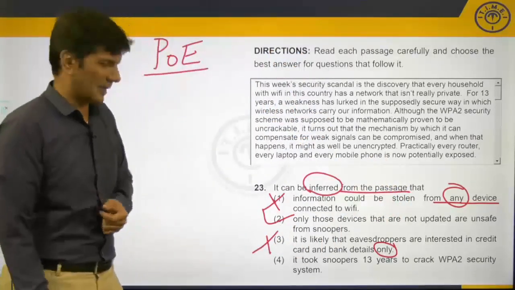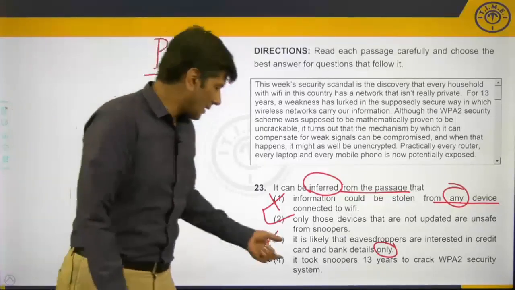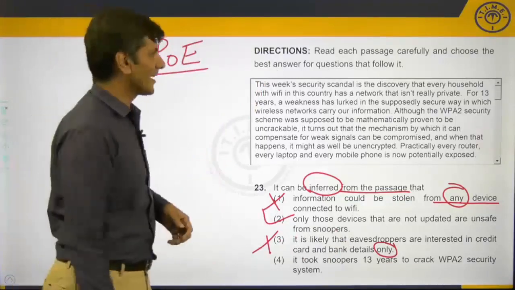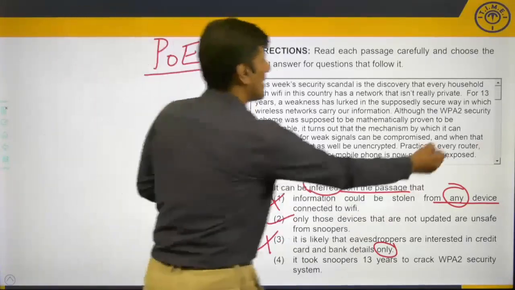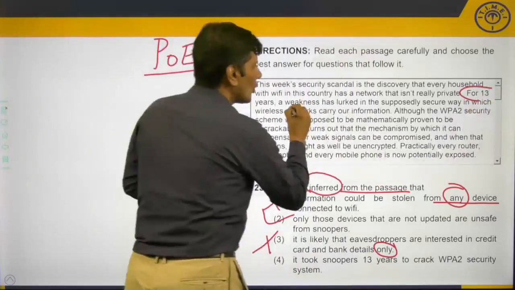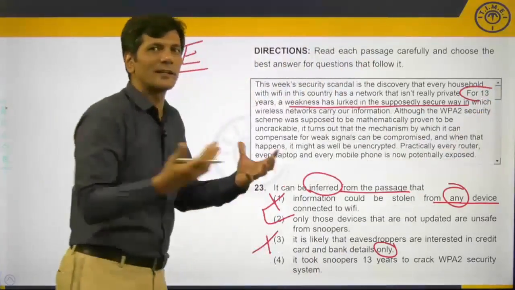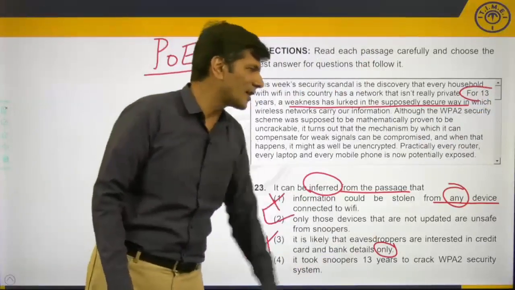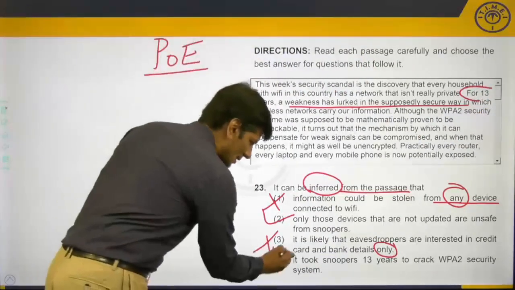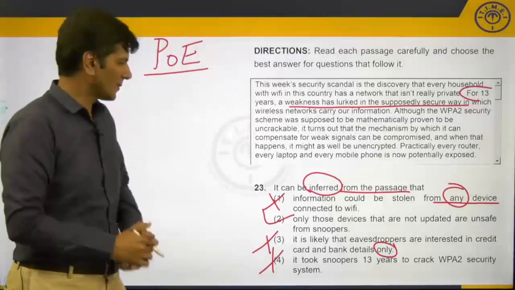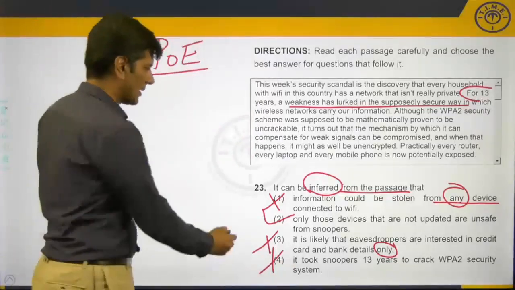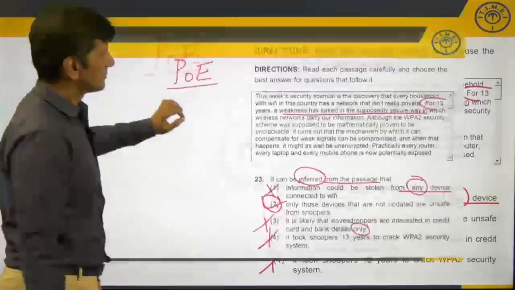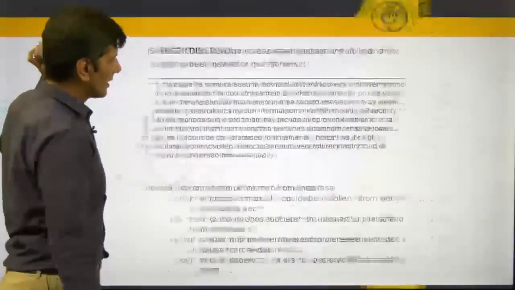We eliminate choice 3. Choice 4. We can infer that it took snoopers 13 years to crack WPS security system. Well, this is incorrect because we do know from this part that a weakness existed in the Wi-Fi security system. That doesn't mean that snoopers took 13 years to crack this. So this is a distortion of the given data. We eliminate choice 4. So your best pick is answer option 2. Next question.